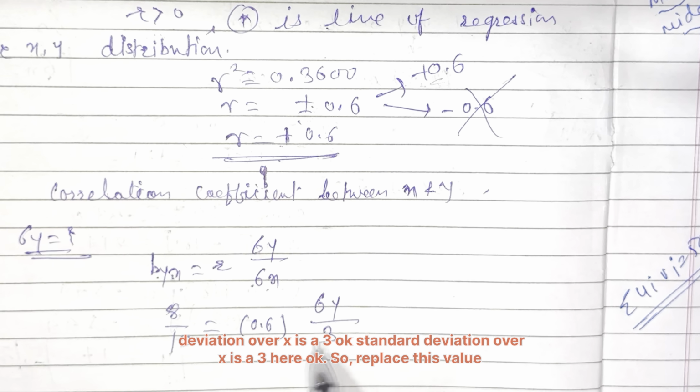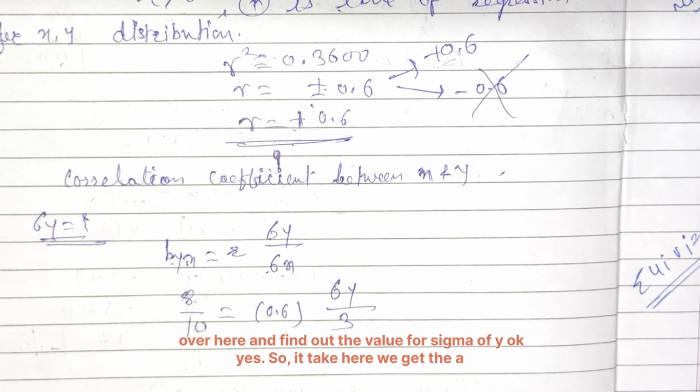So replace this value over here and find the value of sigma y. We take 8 times 3, which is 24, over 0.6, so in the denominator we take 6. Then 6 ones are 6, 6 fours are 24. So we got the standard deviation of y as 4. This is our required answer.